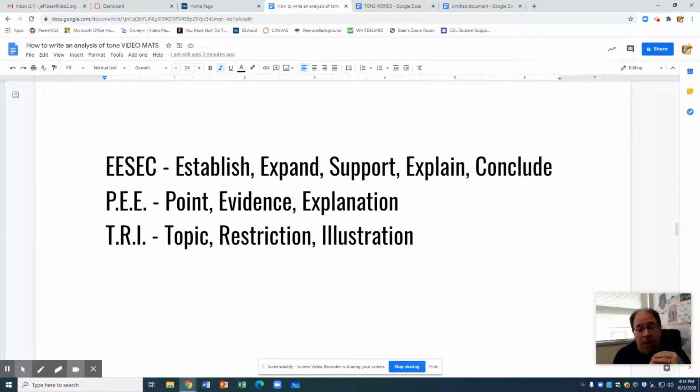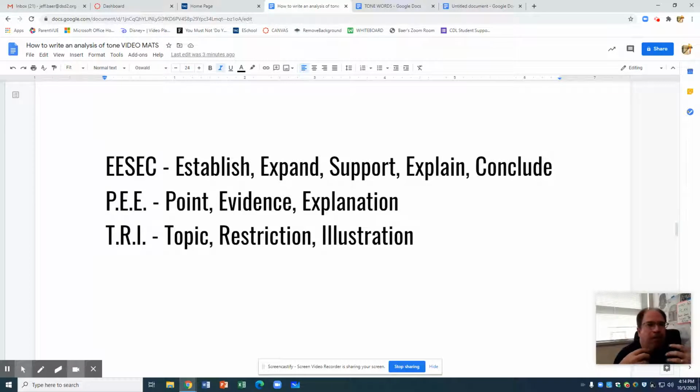And there's another model called TRI: topic, restriction, illustration. It's the same idea, right? Topic sentence. Restriction is kind of narrowing things down. And then the illustration in the TRI model, the illustration and the explanation kind of go together. So your support and explain steps would be kind of lumped into one.